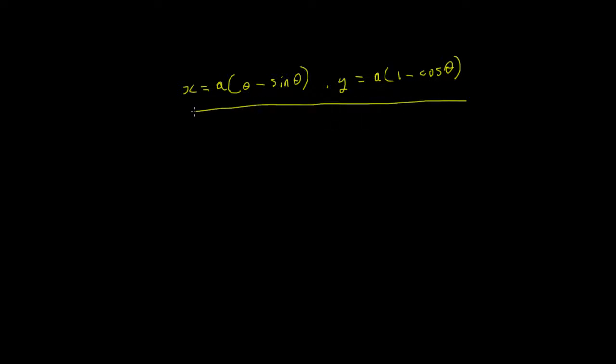Now the equation that we came up with was an equation of this form. It's x equals a(theta minus sine theta), and y equals a(1 minus cos theta). I said that was the equation of a cycloid. Now, what does a cycloid look like?